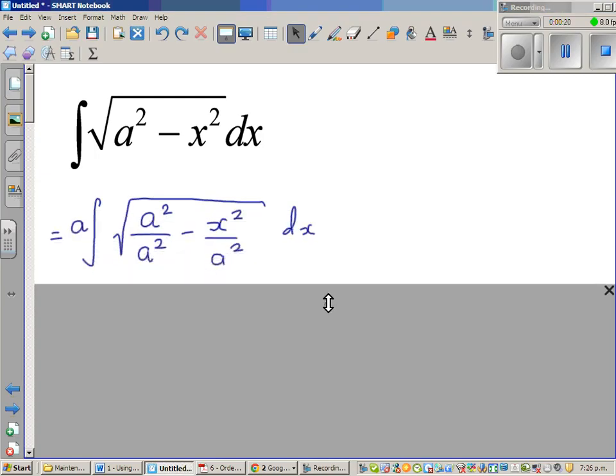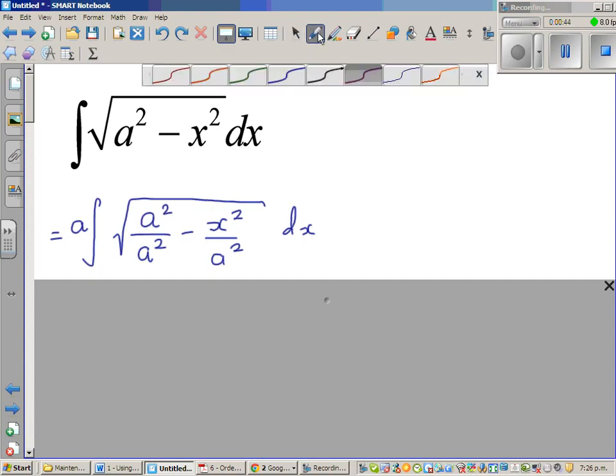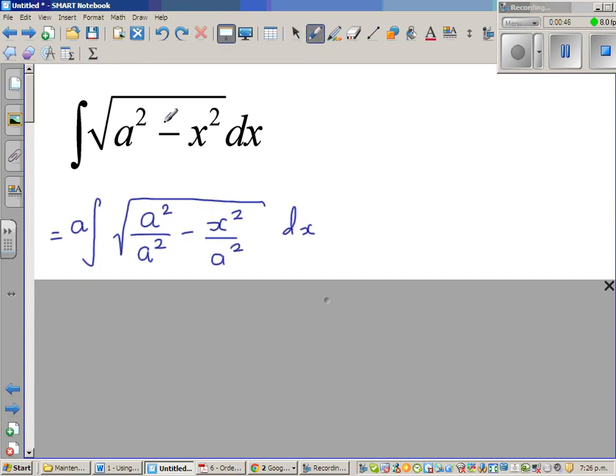So here my intention is to get a 1 here. Now to get a 1, I'm dividing a squared by a squared and x squared by a squared. So if you factor out 1 over a squared, when it comes outside the square root, it will be 1 over a. And to cancel that 1 over a, I have put an a here, so that it cancels. So basically this step and this step are the same.